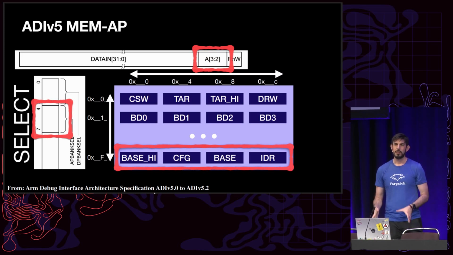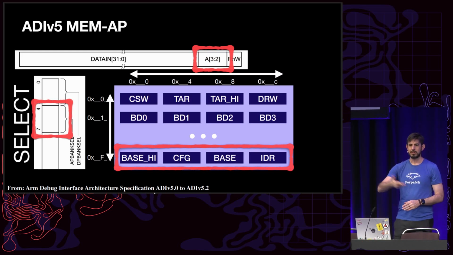Now again, most of these don't really matter. This bottom row that I have highlighted right now is things like the IDR, and that will tell you which device you're connected to. That'll tell you you're connected to a Kinetis or an STM32. Sometimes it'll even tell you which one of those you're connected to. But for the most part, you're going to read that once when you connect, and then never again.